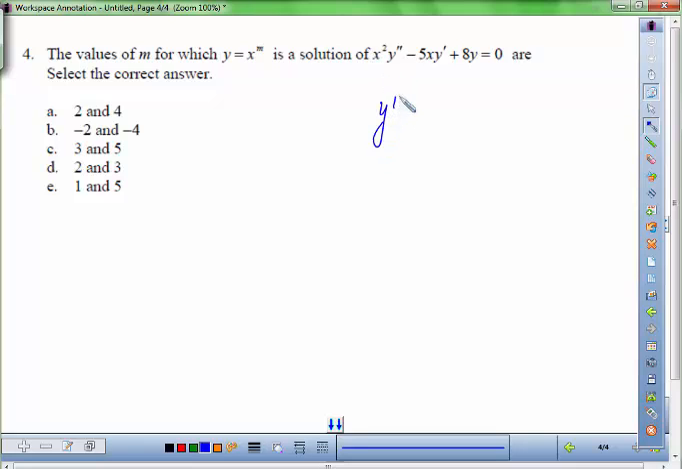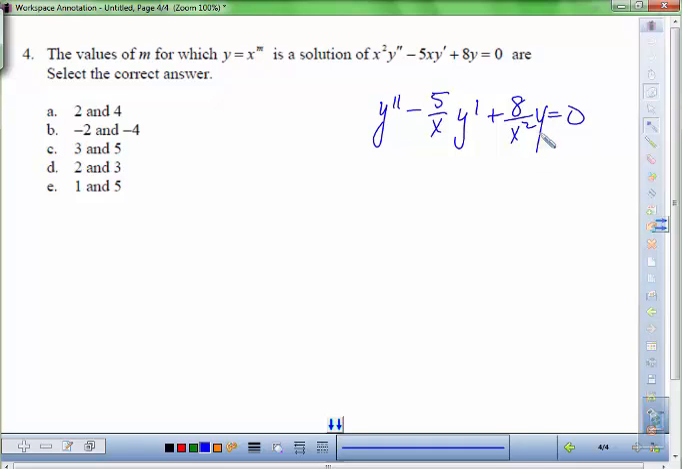So we got y double prime minus 5 over x times y prime plus 8 over x squared is equal to 0. Does that help us any? Y is equal to what? Yeah, so this is saying that this is some sort of solution. Now, we don't have the perfect solution because we don't know what m is equal to, but they're saying that this is a solution to the differential equation.